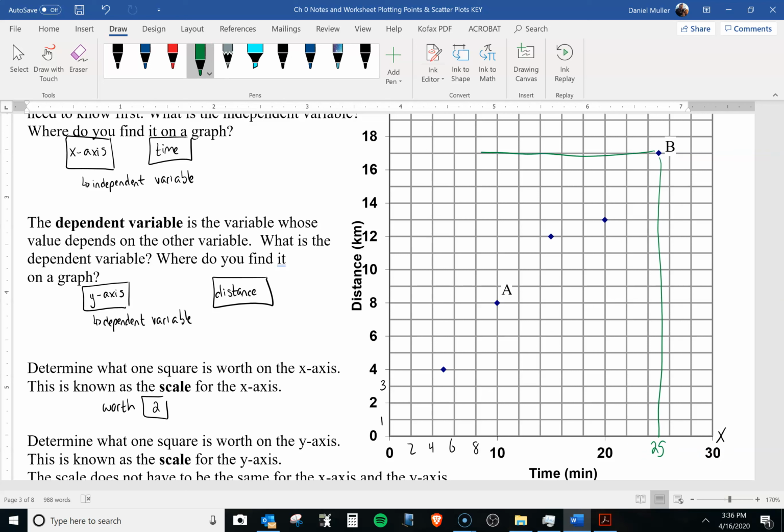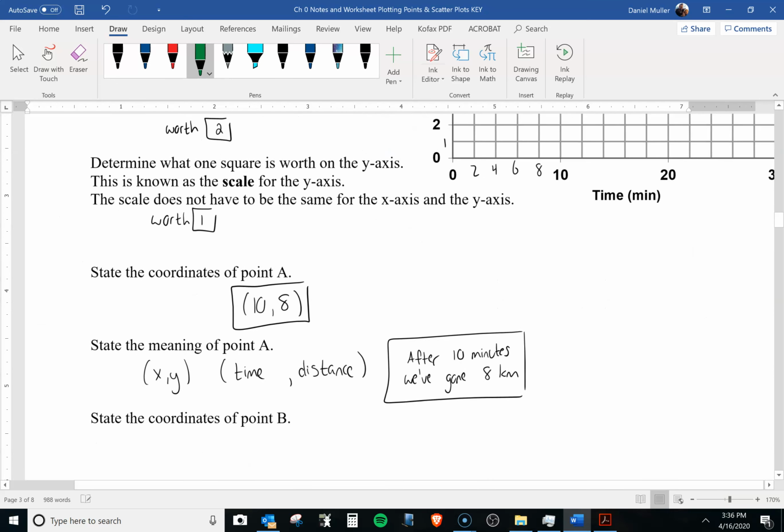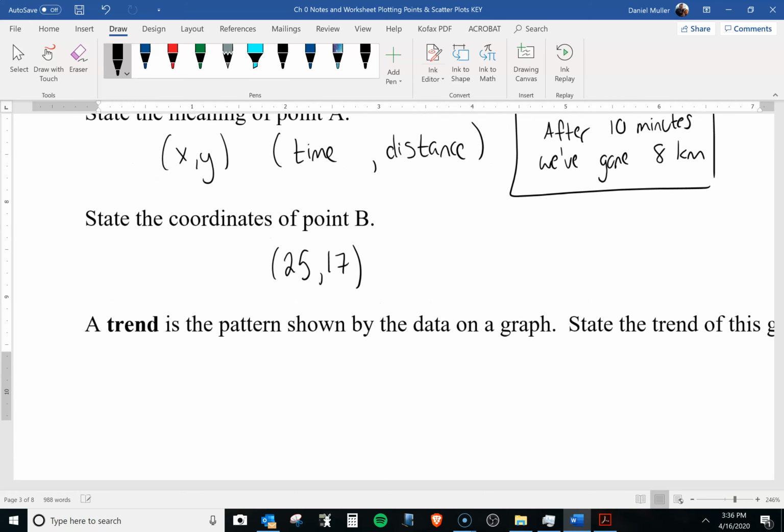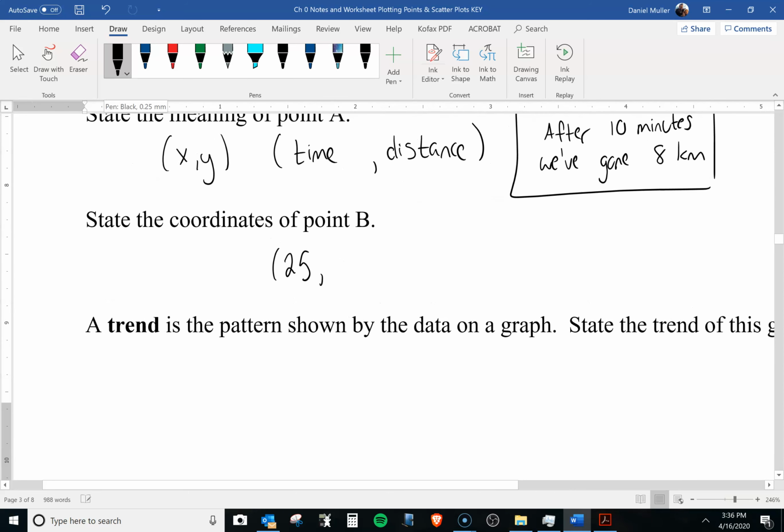And then this goes all the way over, and it looks like I'm at 17. So I have to go 25 over to the right and then 17 up. Those are our instructions, 25 and 17. So I will write that down. Our coordinates are 25 and 17. What would that mean? Well, that would mean after 25 minutes, we've gone 17 kilometers.